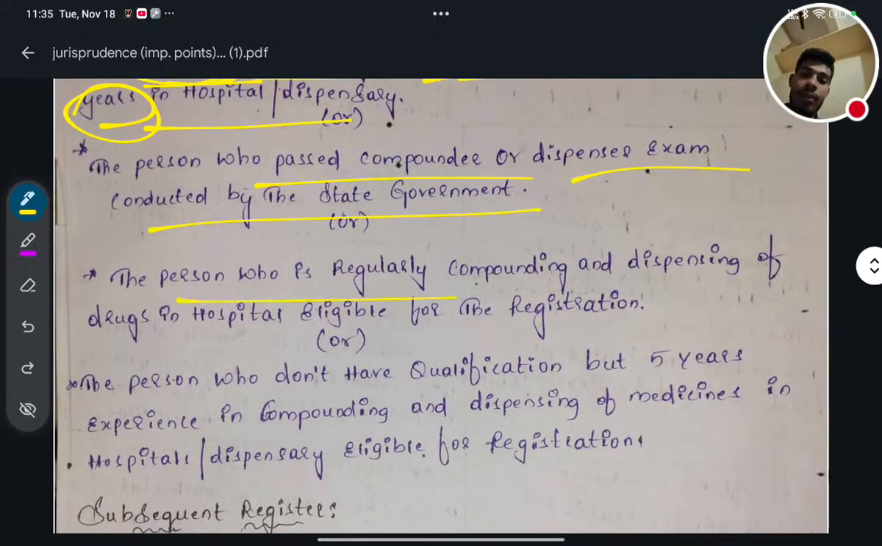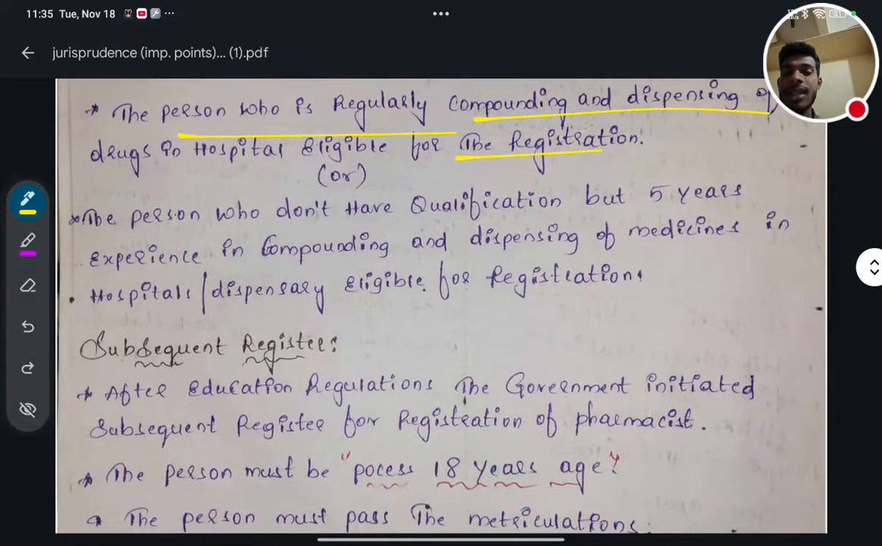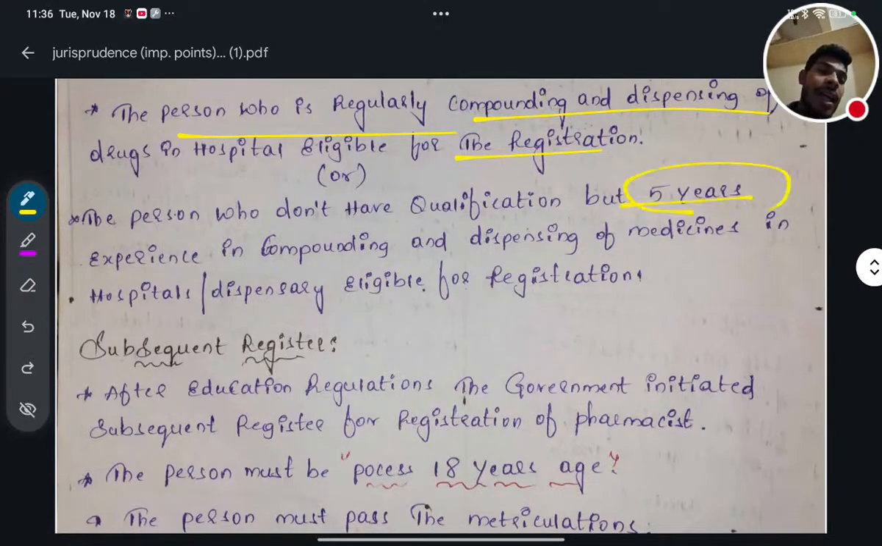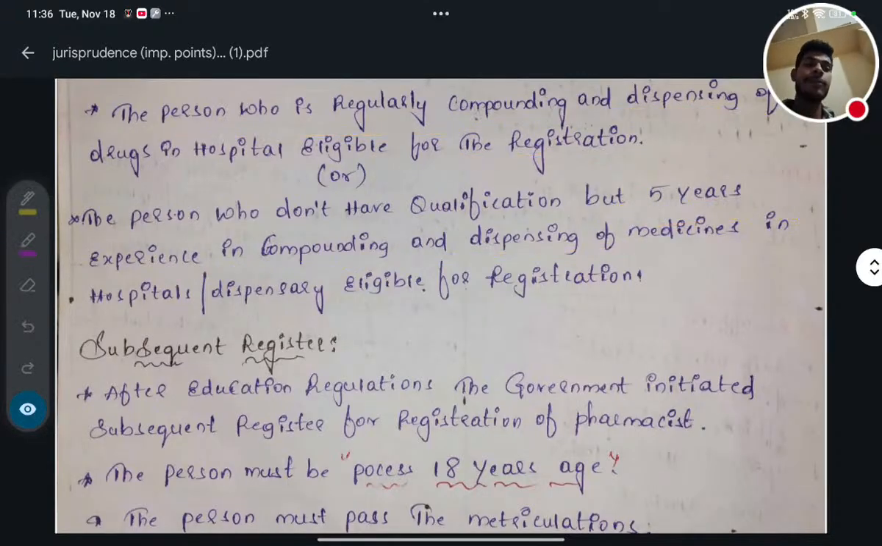Or the person who is regularly compounding and dispensing of drugs in the hospital is eligible for the registration. Ultimately, a person should have experience in compounding and dispensing, or a person should have a diploma or degree in pharmacy. The person who doesn't have the qualification but has 5 years experience in compounding and dispensing of medicine in the hospital or dispensary is eligible for the registration. Okay.